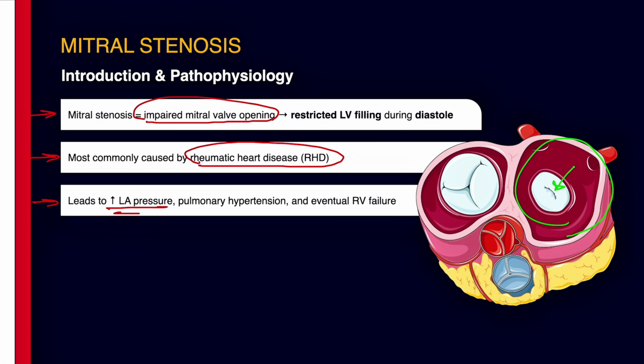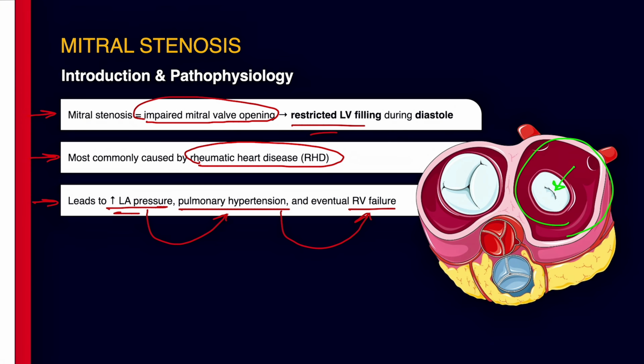And that pressure gets transmitted backward into the pulmonary circulation as well, like MR. Over time, you develop pulmonary hypertension, and eventually that can lead to right-sided heart failure, exactly the same step-by-step that will end up happening in long-term untreated MR. So to summarize the core pathophysiology of mitral stenosis, we have impaired mitral valve opening, we have restricted LV filling during diastole, we have increased LA pressure leading to pulmonary hypertension and eventually to right ventricular failure.